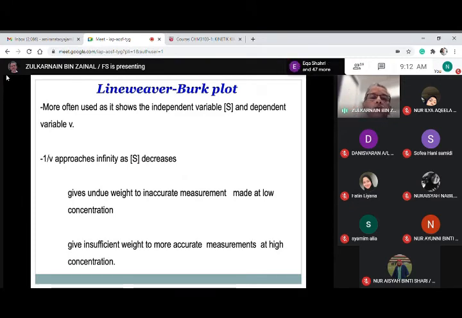It is more often used as it shows the independent variable S and the dependent variable V. V is the rate, so this is actually the plot of rate versus concentration. The rate will depend on the concentration, so the rate will change with the concentration. That's all. Okay. 1 over rate approaches infinity as S decreases.